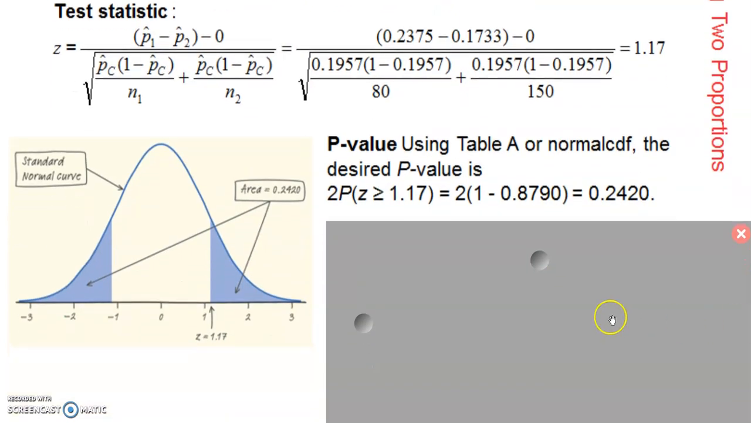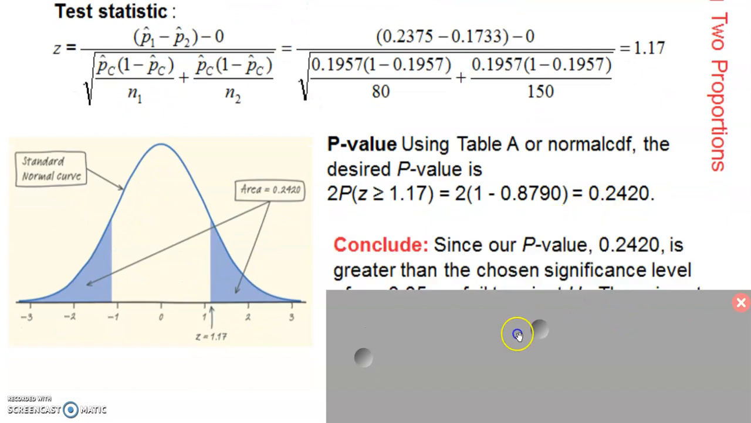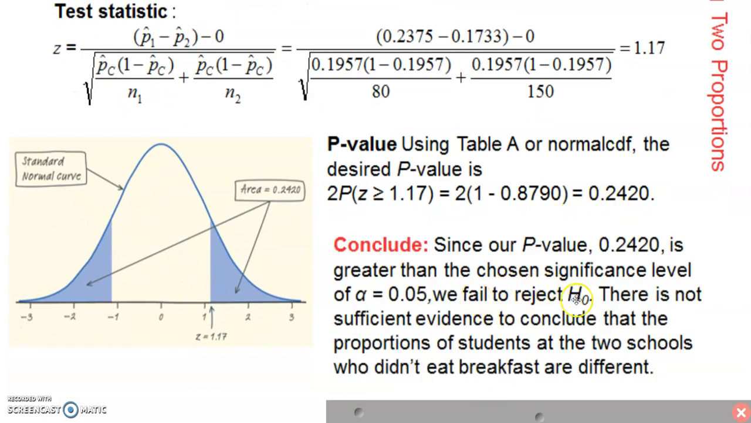And again, since that p-value is much larger than 0.05, we fail to reject the null hypothesis. There is not enough evidence to conclude that the proportion of students at the two schools who didn't eat breakfast are different. We don't have enough evidence to conclude that.